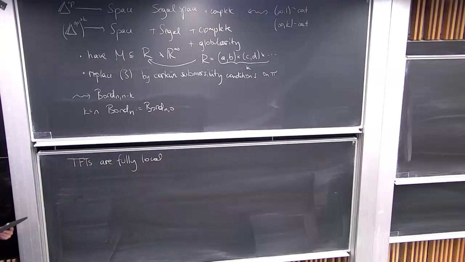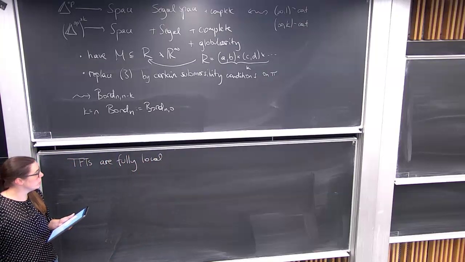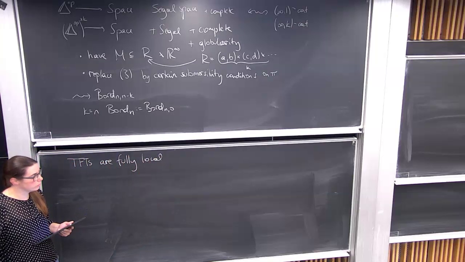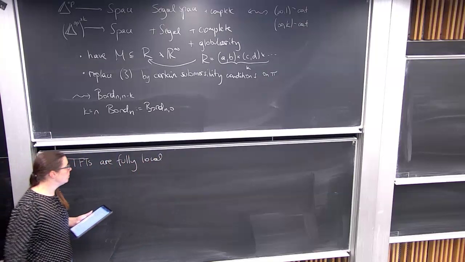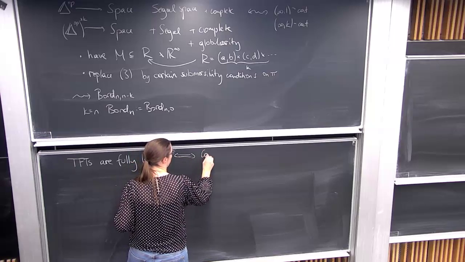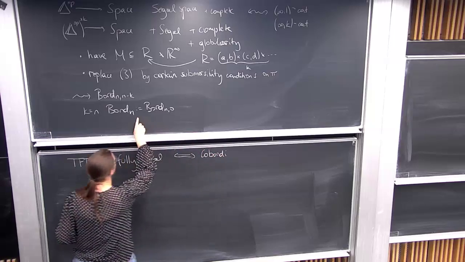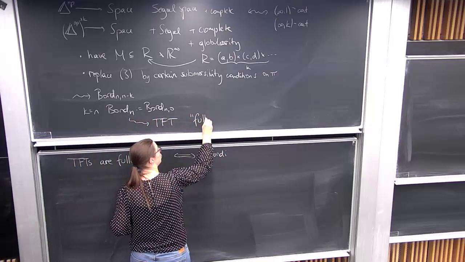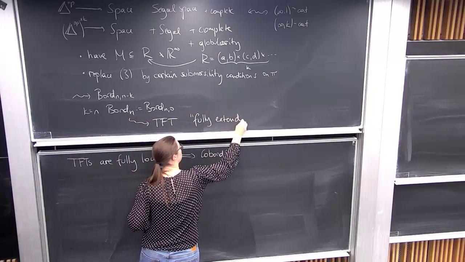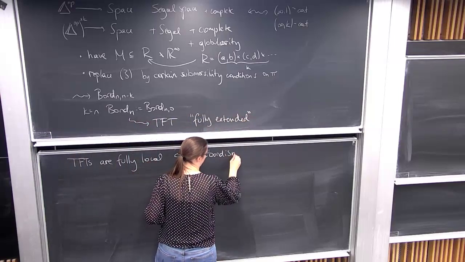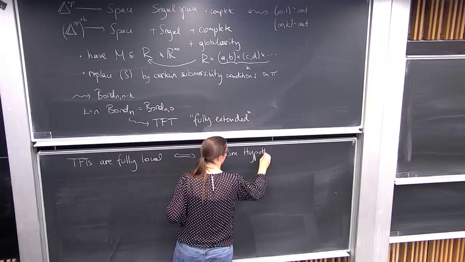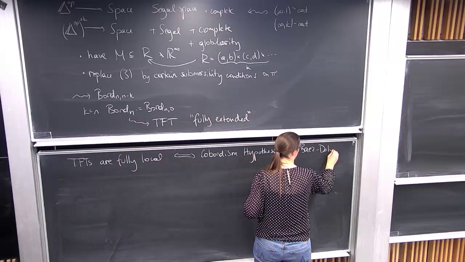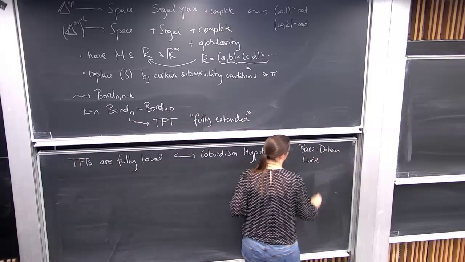Reality has shown up, I don't know how many times this week, but I want to claim that TFTs being fully local, completely local, is expressed in terms of this cobordism hypothesis. So TFT is now based on this category. This gives a notion of TFT. These are called fully extended. The first version of the statement is due to Baez and Dolan, and the version I'll tell you today is due to Jacob Lurie.